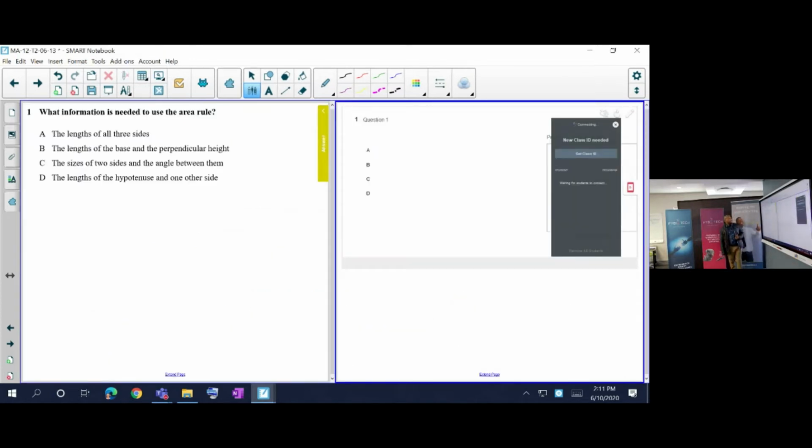What information is needed to use the area rule? Do you need A, the length of all the three sides, or B, the length of the base and the perpendicular height, C, the size of two sides and the angle between them, or D, the length of the hypotenuse and one other side? So I'll give you just a few seconds to decide.